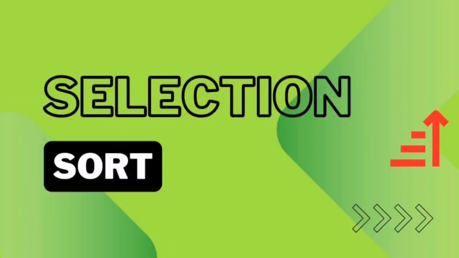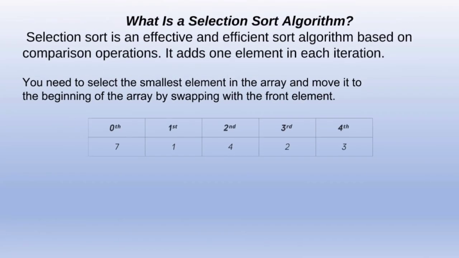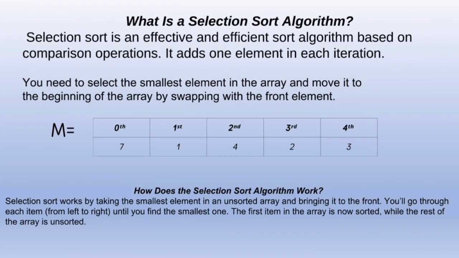In today's video, we are going to be learning about selection sort. Basically, selection sort is an algorithm which arranges elements of an array into ascending or descending order. Let's understand this concept clearly with the help of an example. On your screen, you can see an array which has elements 7, 1, 4, 2 and 3, and we have to arrange this array into ascending order. Let's understand how we are going to do that with the help of some diagrams.